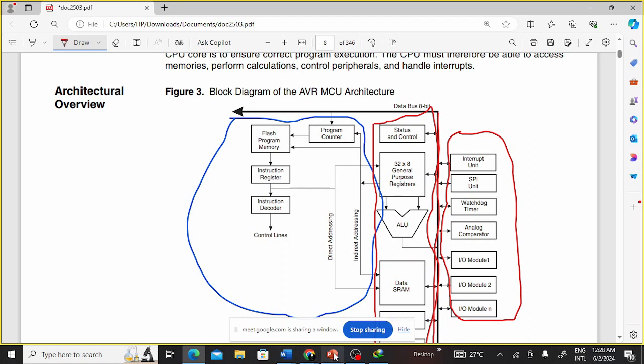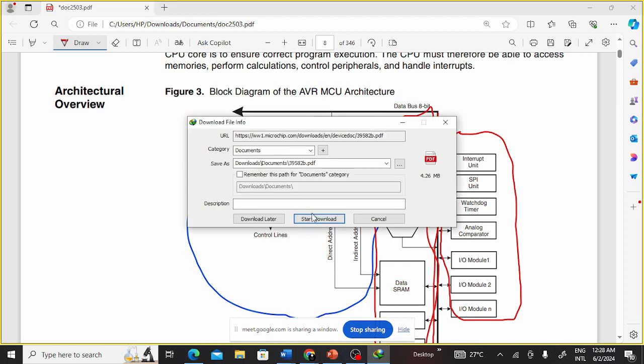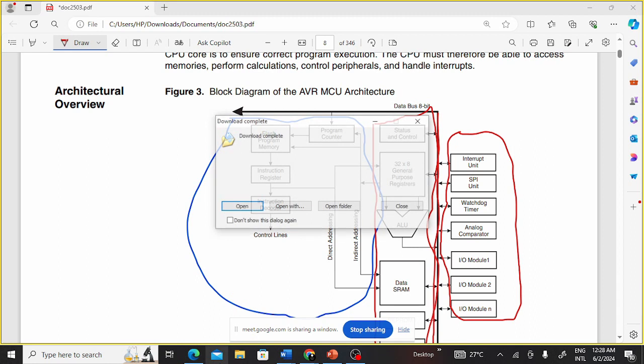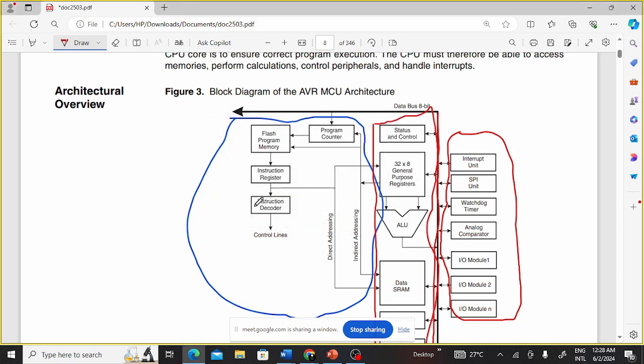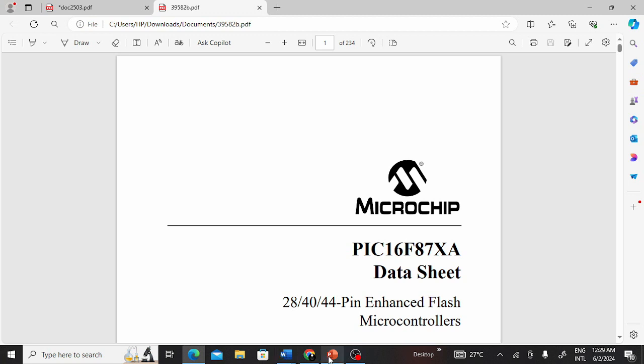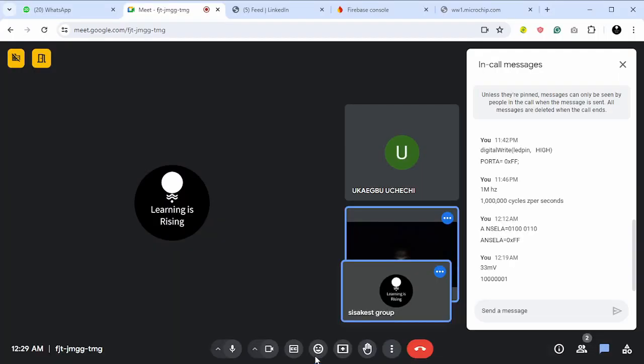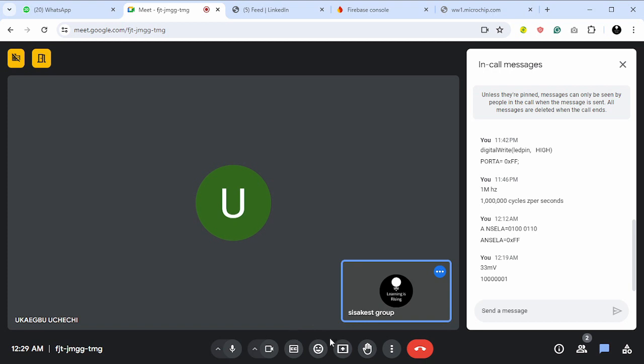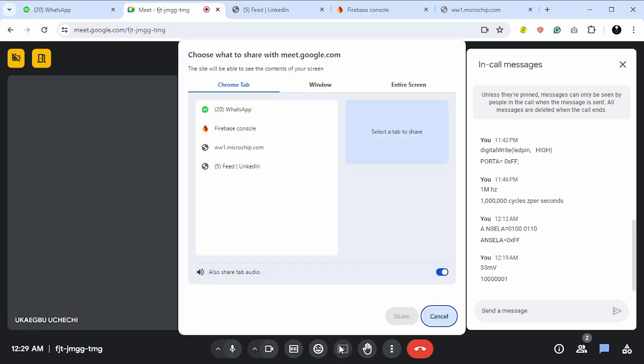So let me see if I have downloaded this datasheet. So open this up. So I'm opening the PIC 16F877 datasheet. Once it shows, my screen is still showing previous information, Abby. Yes, let me just share the PIC screen now. Okay, it is not even here again.